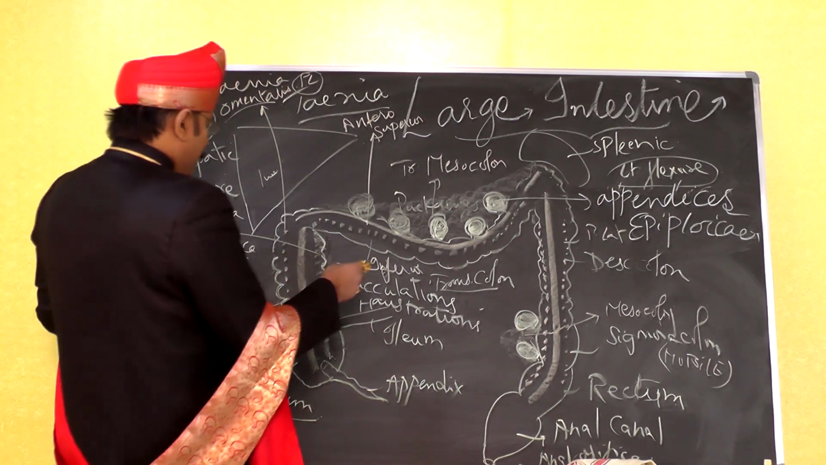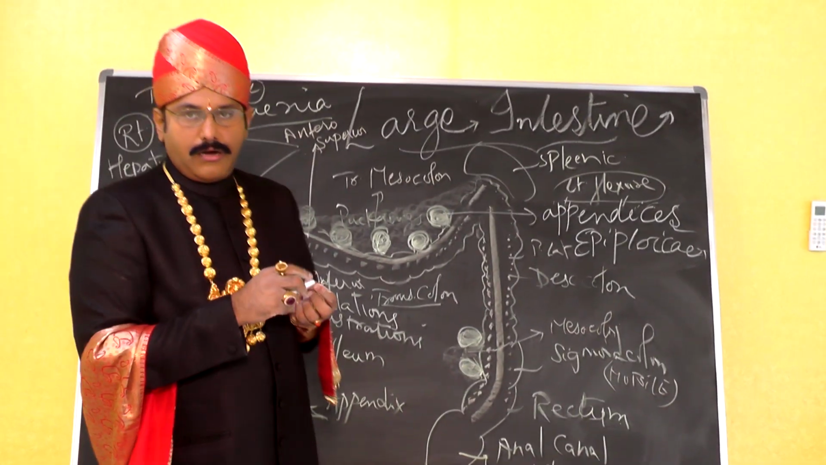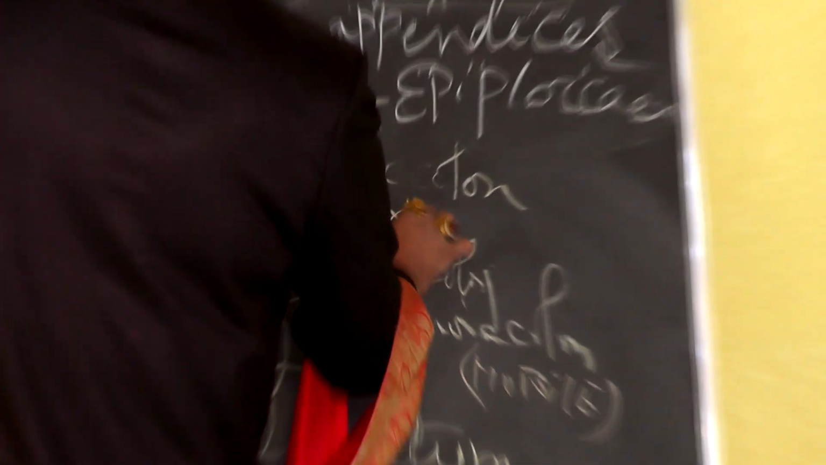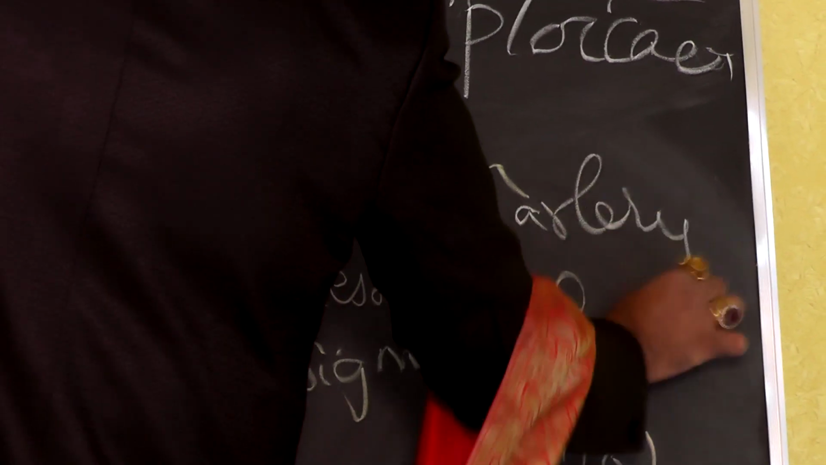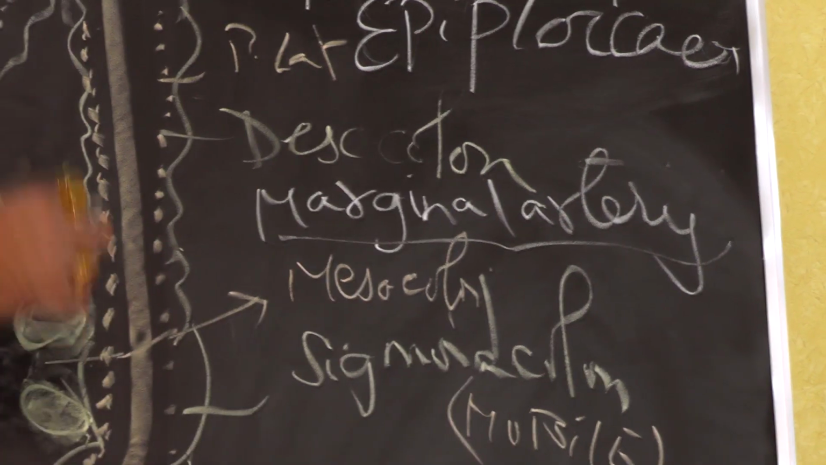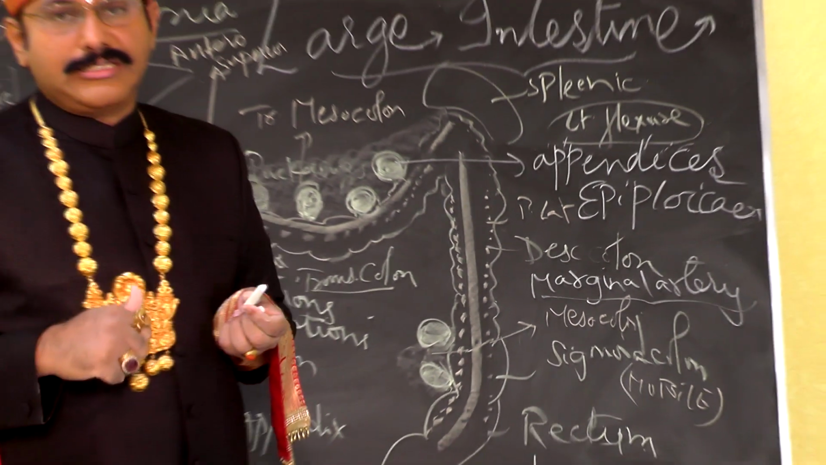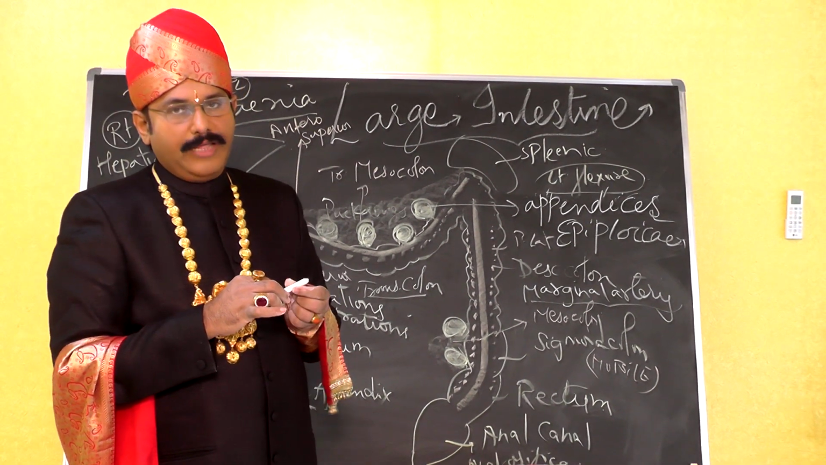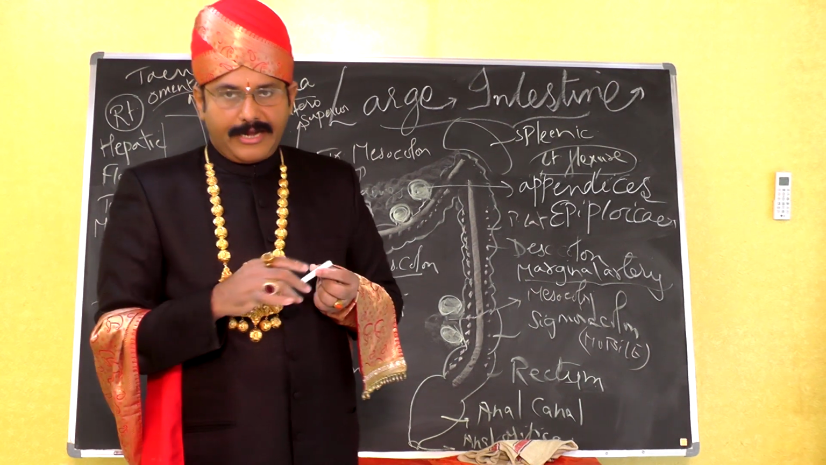Then, if you see the blood supply, there is one artery called the marginal artery of Drummond, which is the blood supply of the large intestine. We have discussed this marginal artery. We made a video on this, so if you want to learn about the marginal artery of Drummond, you can see that. It is formed by the colic branches of both the superior and inferior mesenteric arteries.